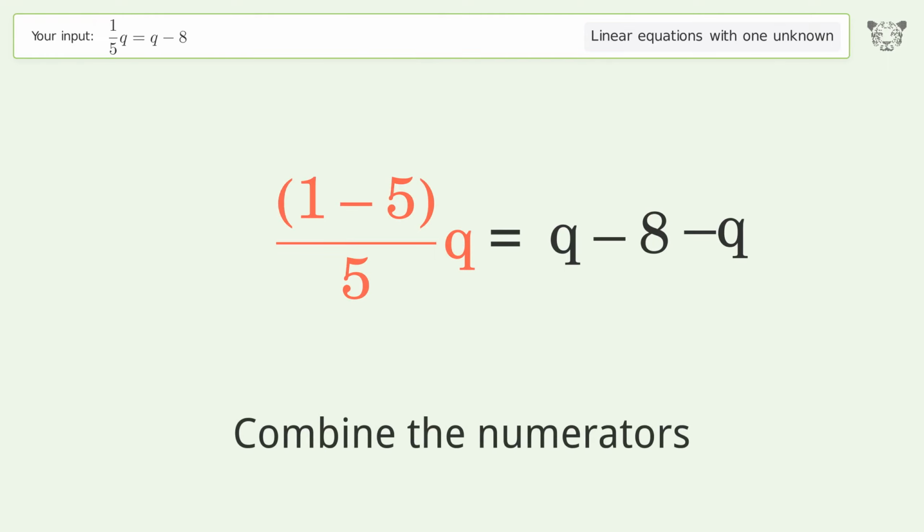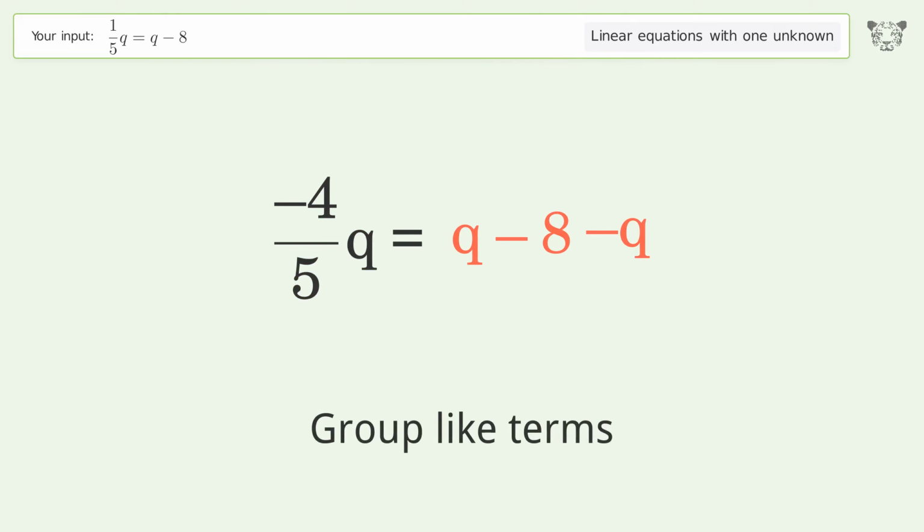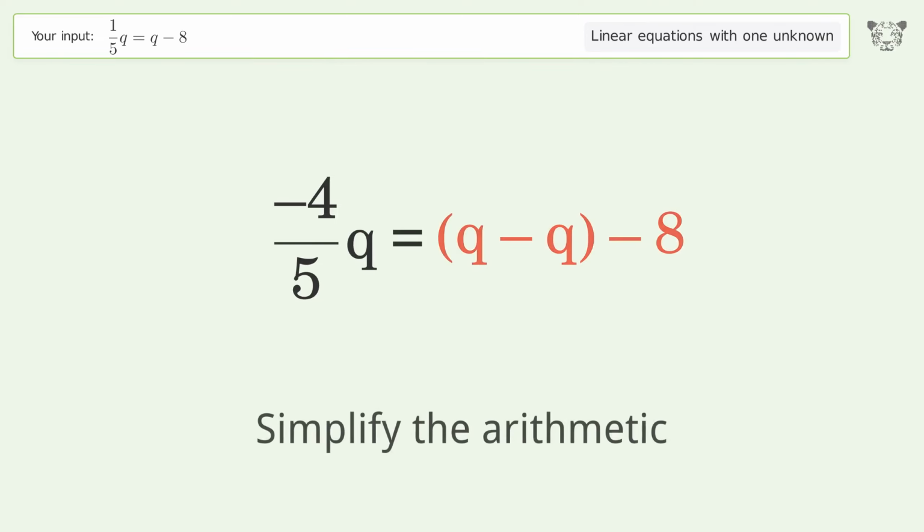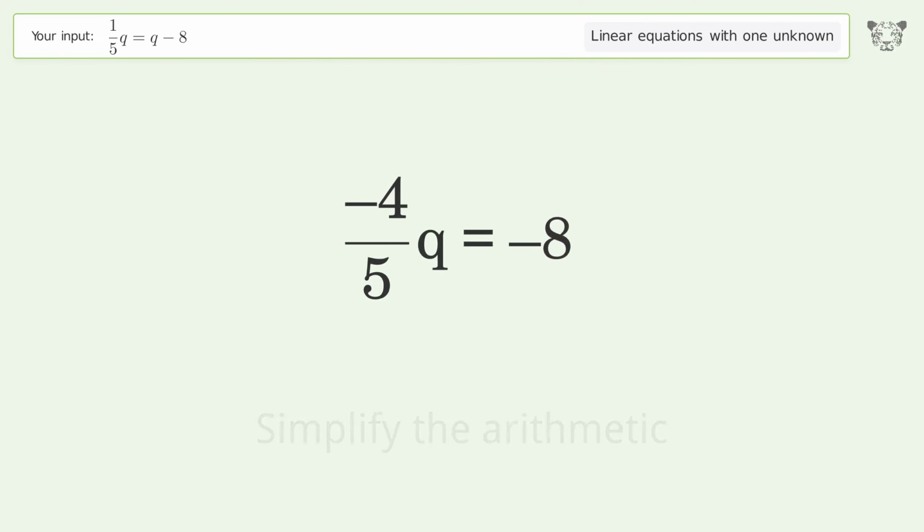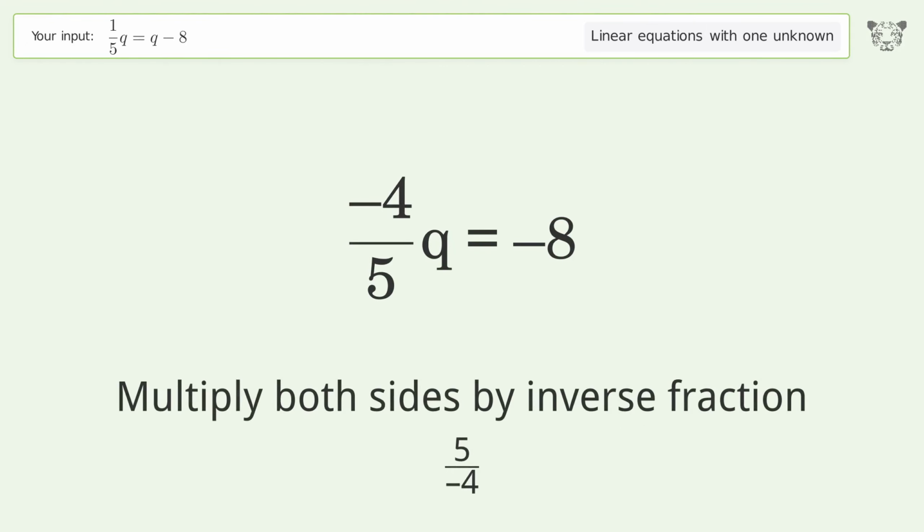Combine the numerators. Group like terms. Simplify the arithmetic. Isolate the q. Multiply both sides by inverse fraction 5 over -4.